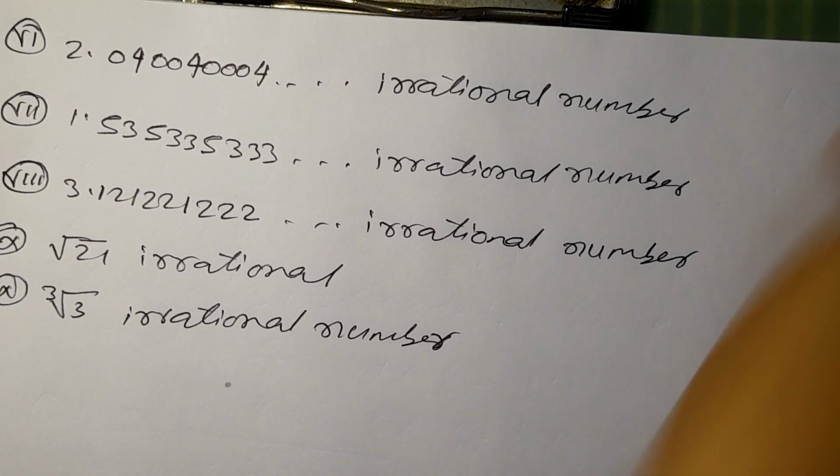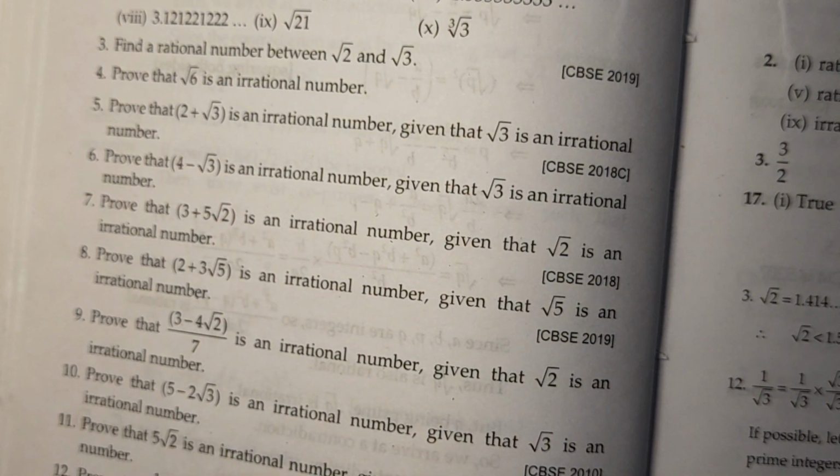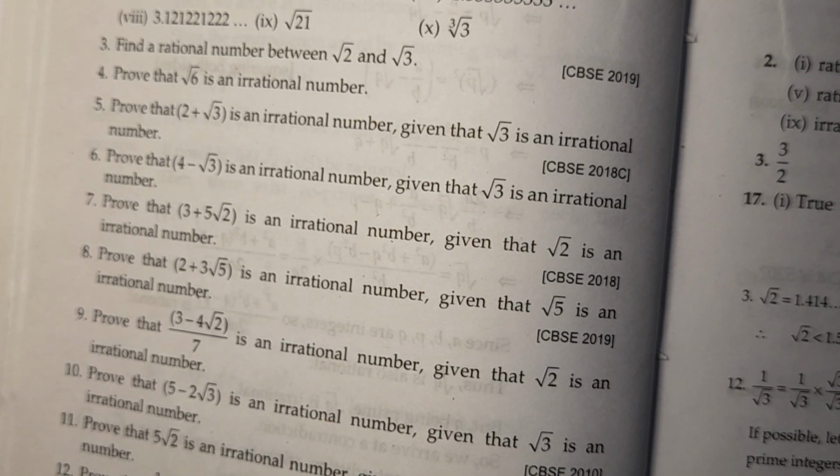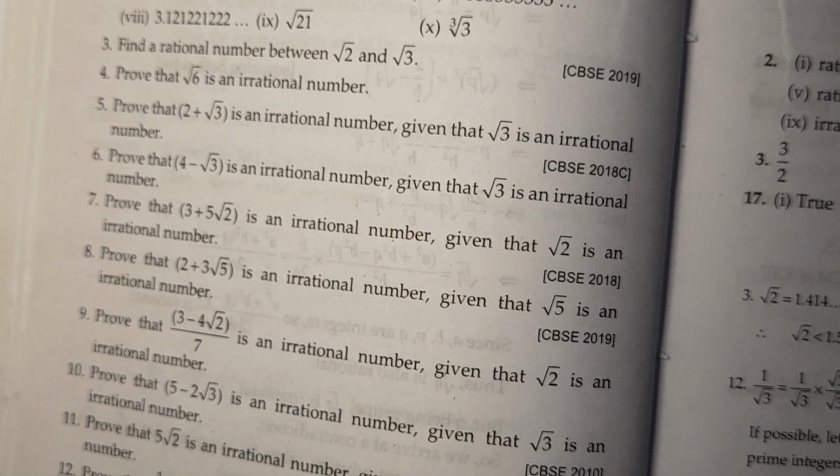Now come to the next question, question number 3. What does question number 3 mean to say? Find a rational number between root 2 and root 3. For this, you have to learn by heart the values of root 2 and root 3. They will not give you the values. You have to remember them.